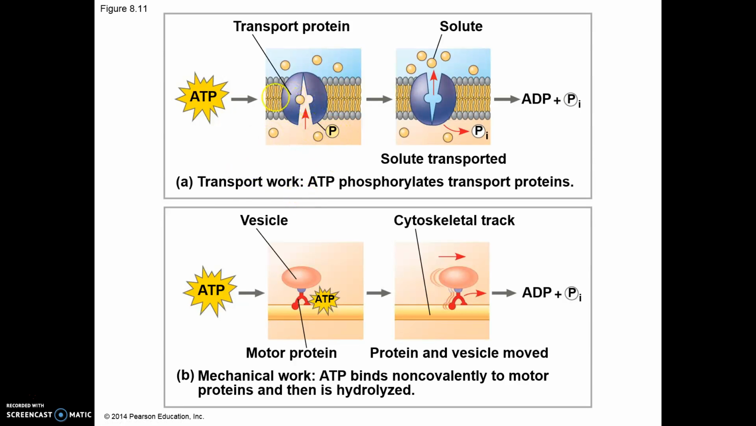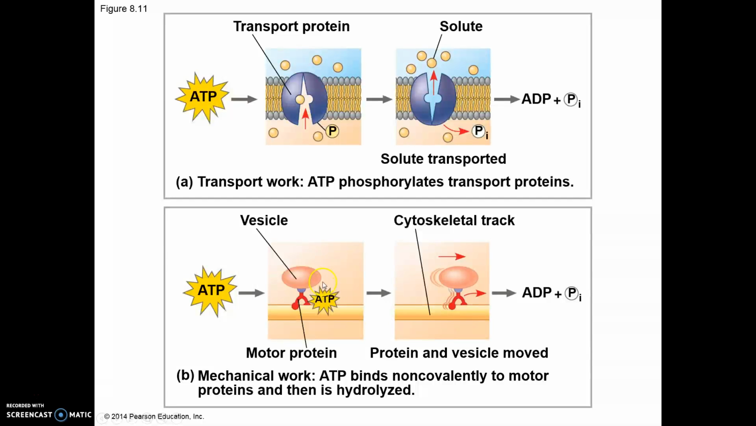Here's an example of various ways that we can do work. So here's transport work. This is active transport. So we have this protein in the membrane. It's going to bind something, and it's going to move it up its concentration gradient. So it's not something that's favored. Here, what we can do is phosphorylate the protein, creating a phosphorylated intermediate, and then use the release of that phosphate to drive a conformational change, which allows that solute to be open to the other side.